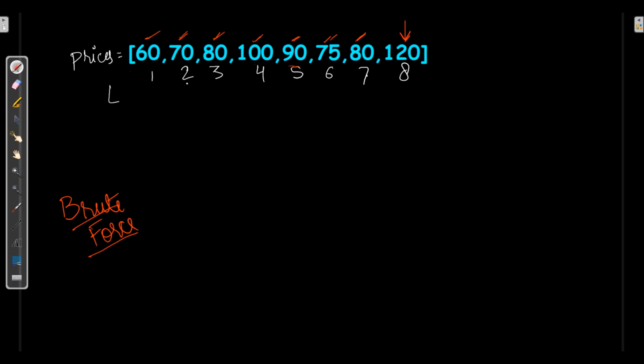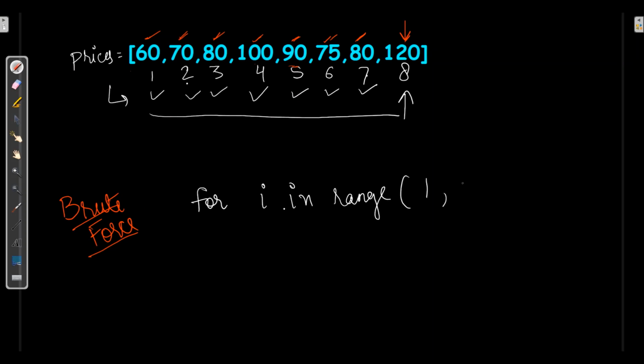First we iterated for all the prices, and for calculating, let's say for the 8th day, we have compared first with 7th, then 6, then 5, then 4 and then 3, 2 and 1. That means we need here 2 loops. So for that I need to write for i in range, which is iterating from 1 to len of price.